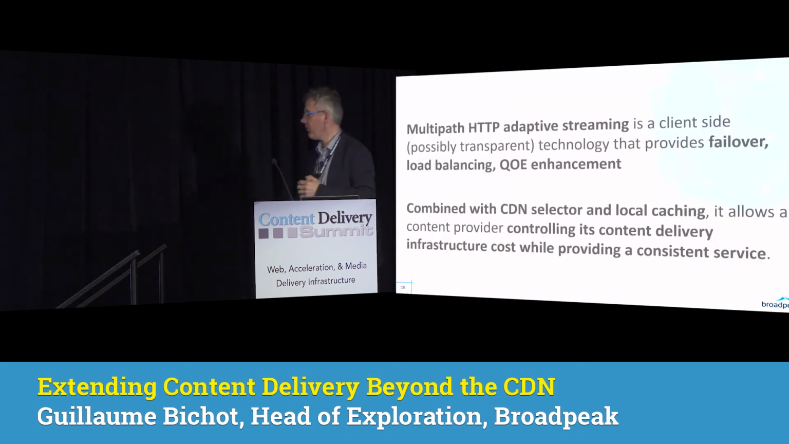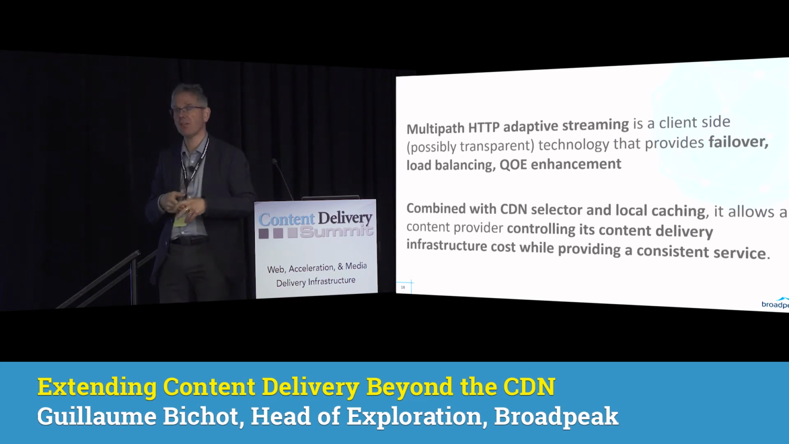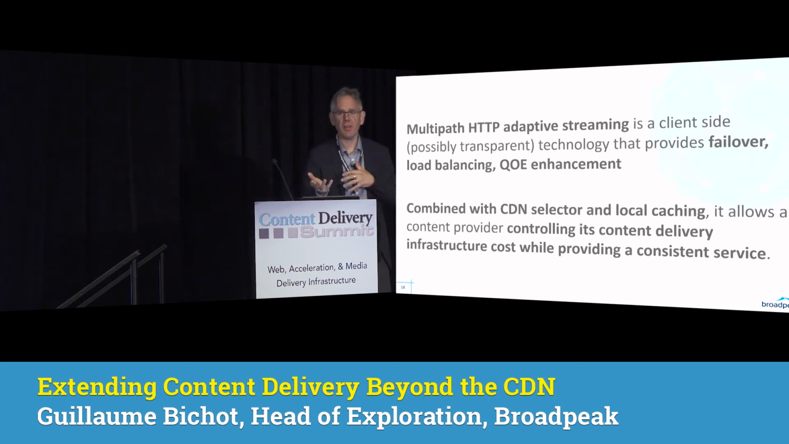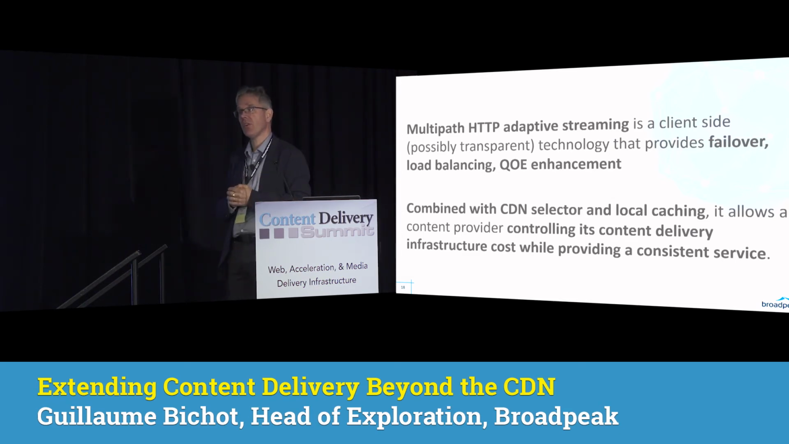Okay, so I just described two things. I described multipath HTTP adaptive streaming, that is, again, a technology that provides automatic load balancing, automatic failover, and that uses multiple paths concurrently, operating multiple servers. And I also showed you how we can combine this technology, multiple path HTTP adaptive streaming, with CDN features in order to provide the content provider a way to really control its QoE. Thank you.